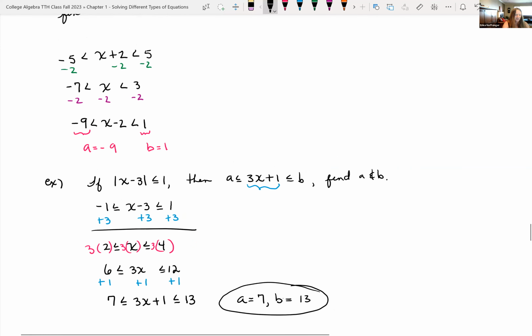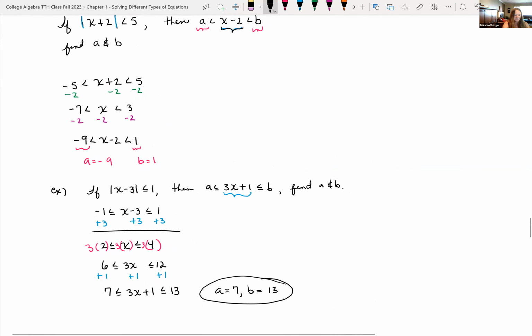Okay. So that was a section on solving absolute value equations and absolute value inequalities.